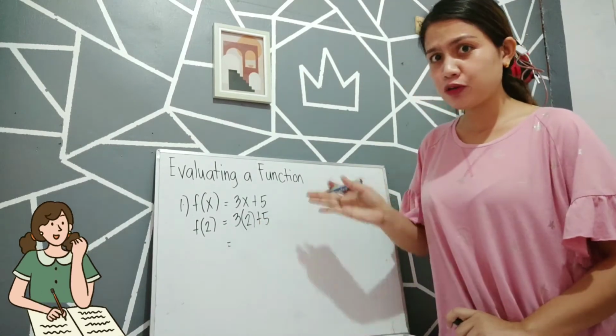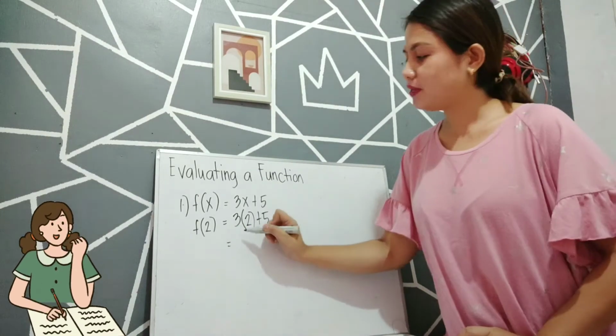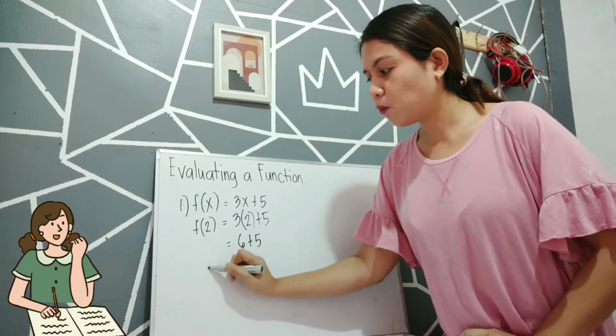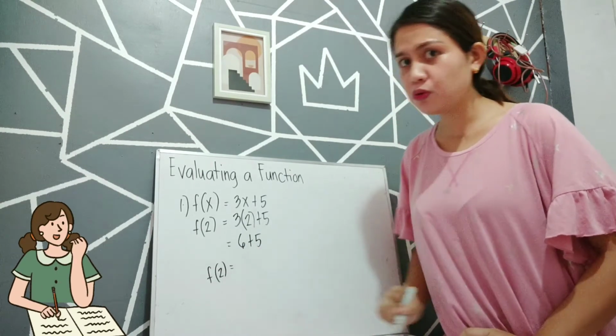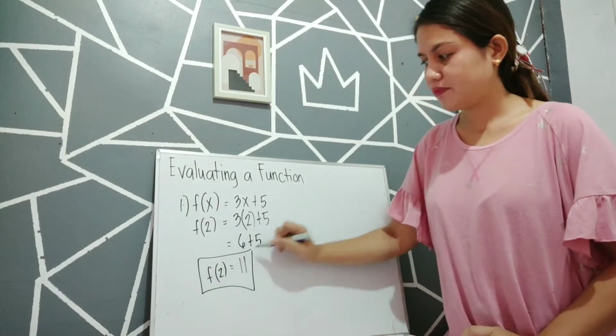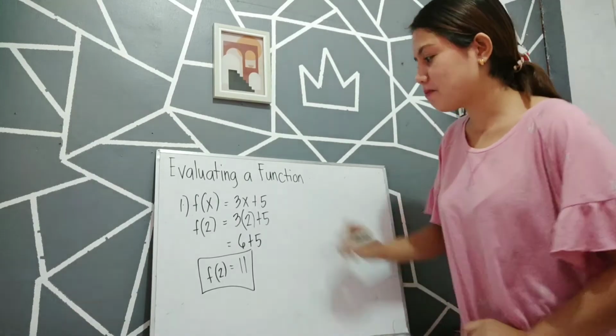And then, after you substitute, you will just evaluate. 3 times 2 is 6, plus 5. Then our function of 2 is equal to 11. Do you have any questions? Let's have another example.